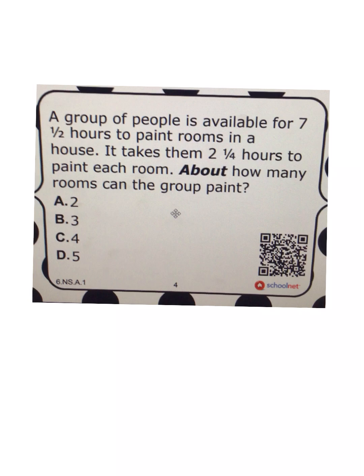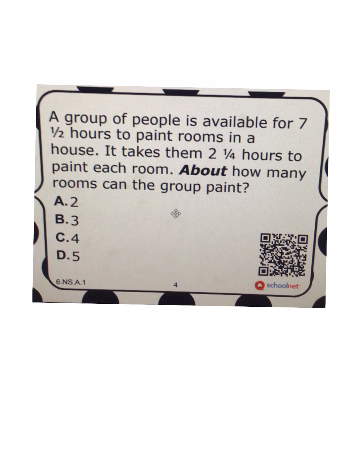Okay, for this first question, it is actually on your paper, and what we're going to do is just go through and practice setting up. This is a situation where we have a group of people available to paint for 7.5 hours to paint rooms in a house, and it takes them 2 1/4 hours to paint each room. We're trying to figure out about, so it's not exact, but about how many rooms can the group paint.